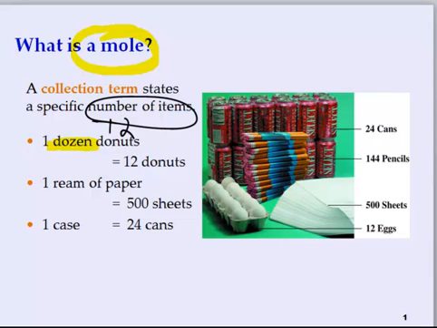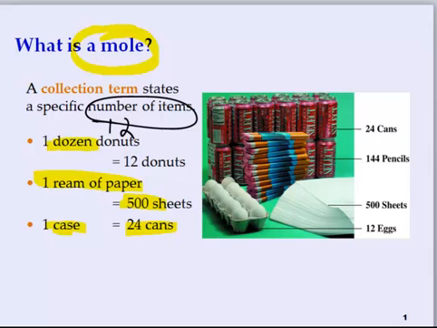Similarly, another example that you can see up here is a ream of paper. A ream is always considered to be 500 sheets. A case quantifies a number 12. So these would be terms that are used to specify the number of a substance.